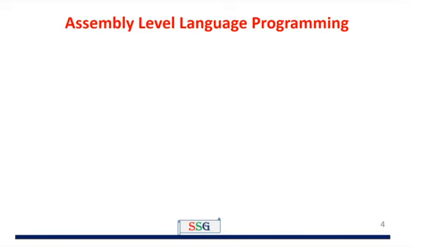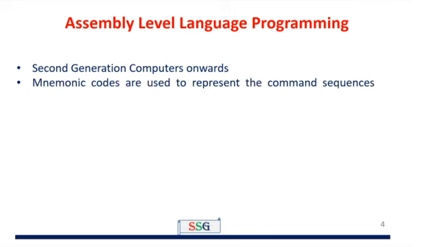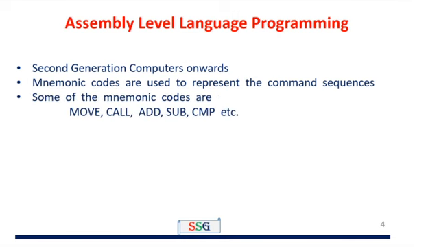Then second one, assembly level language programming. It was used from second generation computers onwards. Here mnemonics are used instead of machine code; in the first generation, machine codes were used. In assembly level language programming, mnemonic codes are used to represent the command sequence. Some of the mnemonic codes: move, call, add, sub, cmp, etc. Here move means move the data from one place to another place.